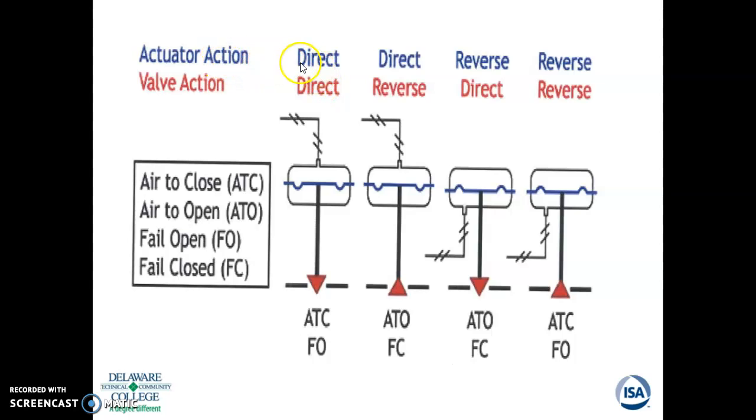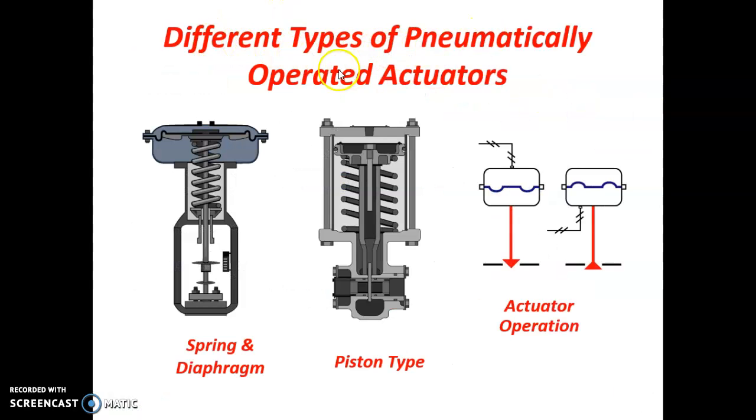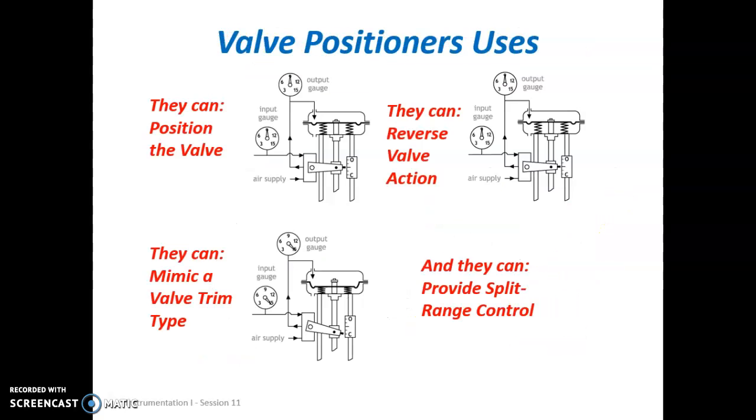So actuator action here, direct and direct. So air to close and a fail open, and that's just the air that goes to the actuator. It drives it exactly as the valve is acting. And you can look at these other options as well in your text. There's different types of pneumatically operated actuators. You have a spring and a diaphragm. You can have a piston type, a couple different types. And then the operation I just talked about previously on the last screen.